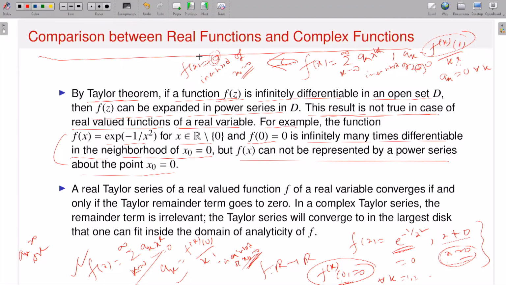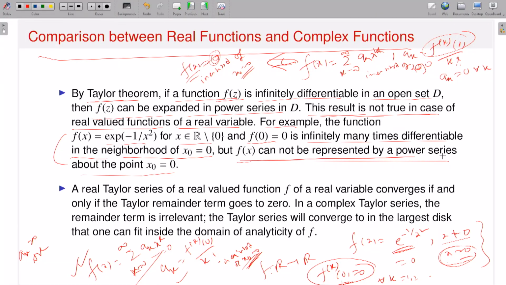So the right-hand side I am saying it is 0, left-hand side it is non-zero, so contradiction. Why does the contradiction arise? Because I started with the wrong assumption. I assumed that f(x) has a power series representation around the point x0 = 0, which is not the case. So f(x) cannot be represented by a power series around the point x0 = 0, even though my function is nice. That means it is infinitely many times differentiable at the point 0.